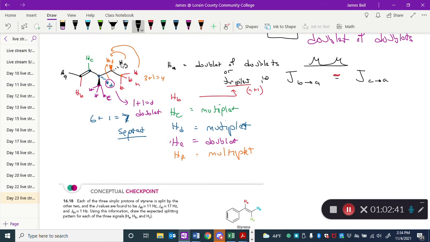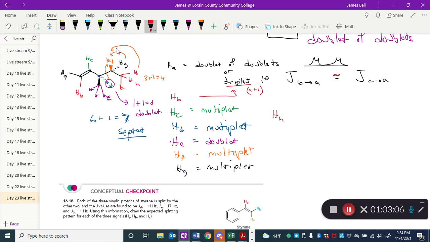Same thing for G. It's going to be split by F and H and D into a very complex splitting pattern. And then finally for H, H is more simple. It's only split by 2 protons on the neighboring carbon.